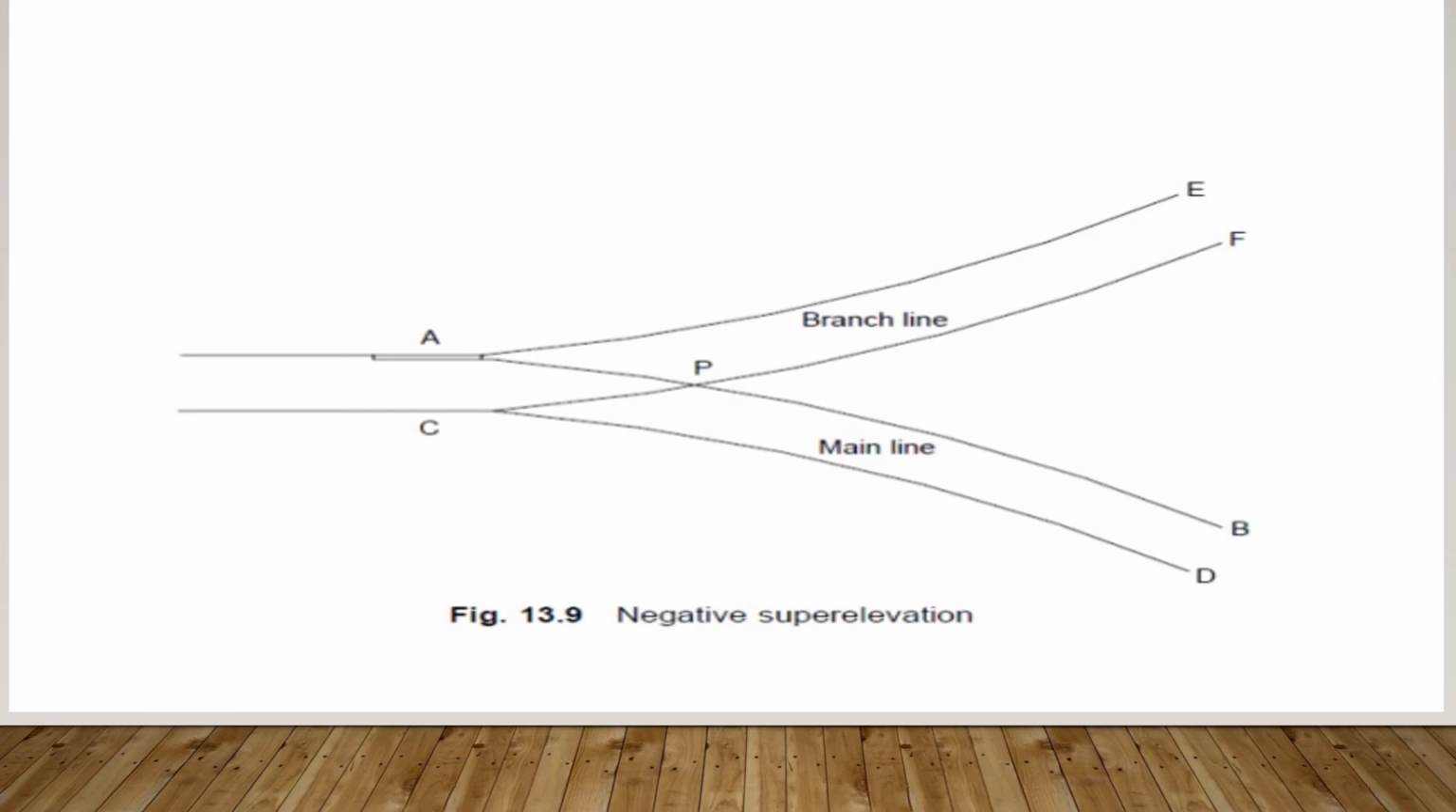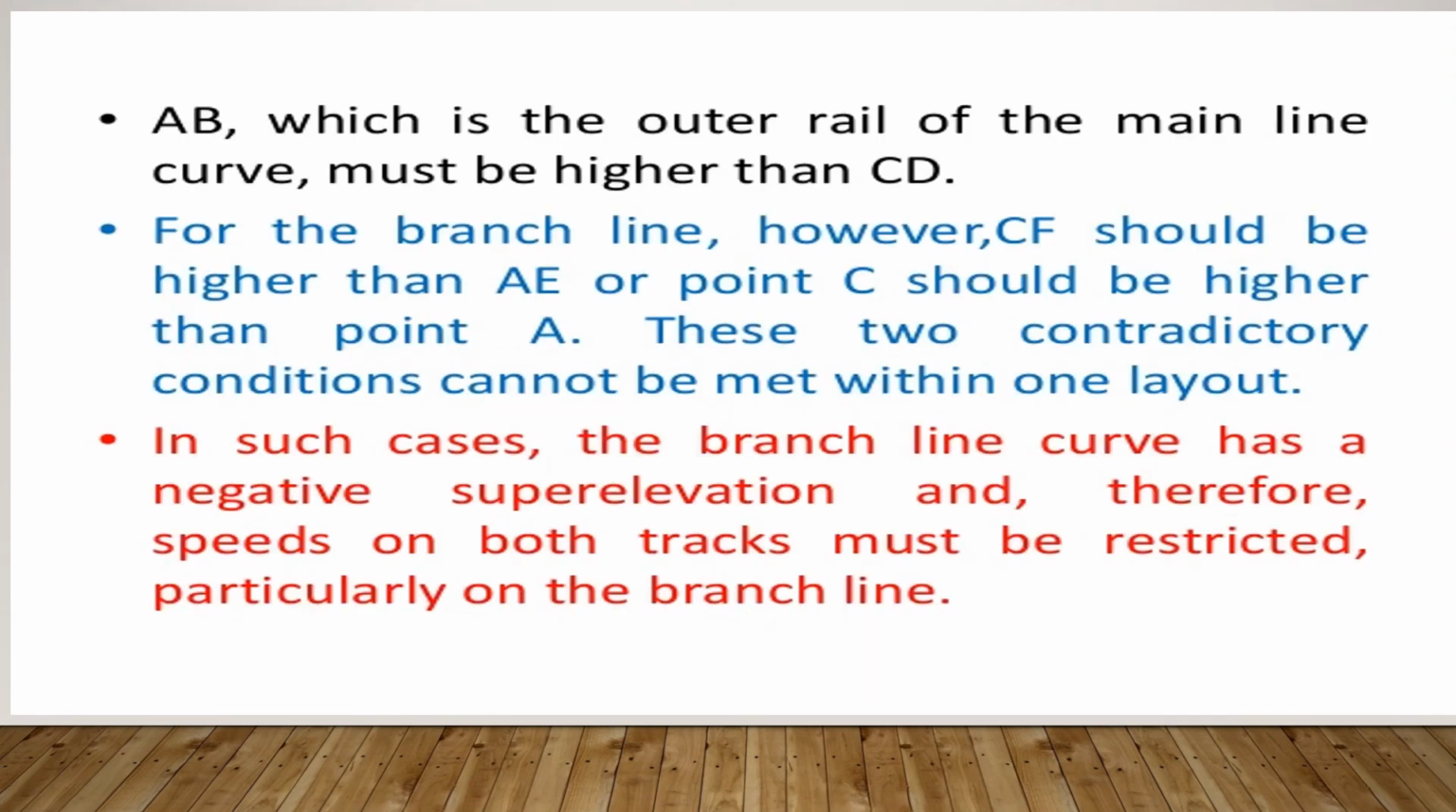In this figure, you can see the branch line and main line. Points A, C, E, F and B, D clearly show this whole structure. As you saw in the figure, AB, which is the outer rail of the main line curve, must be higher than CD. For the branch line, however, CF should be higher than AE, or point C should be higher than A. So these two contradictory conditions cannot be met at the same time. In such cases, the branch line curve has a negative super elevation and therefore the speed on both the tracks must be restricted, particularly on the branch line.